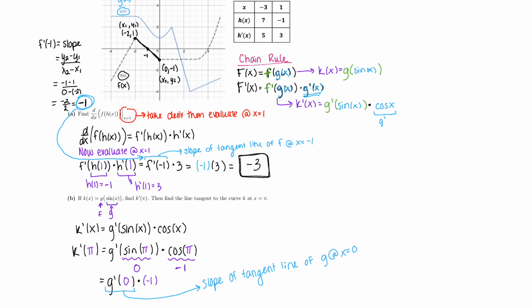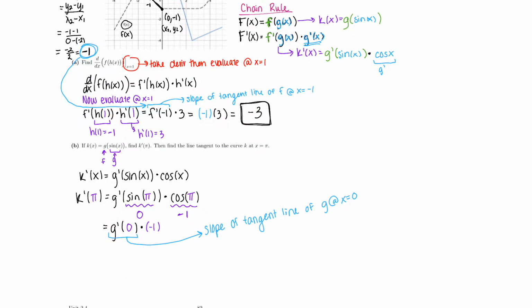g, remember, is the blue graph here. And the tangent line, if you look at 0, is going to be flat. It's going to be horizontal because it's at the bottom of a hill. And that slope is 0. The slope of a horizontal line is 0. So this would be 0 times -1, which is 0. So we did the first part. We found k prime of pi. k prime of pi is 0.